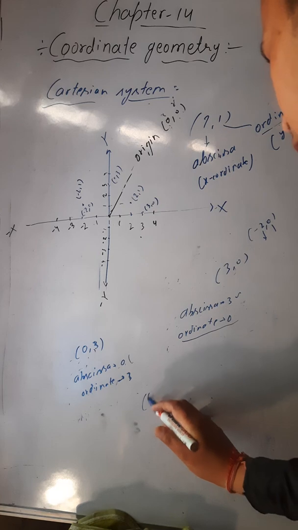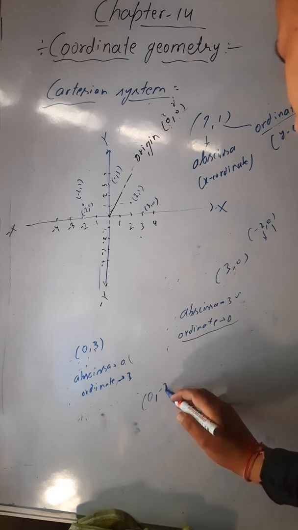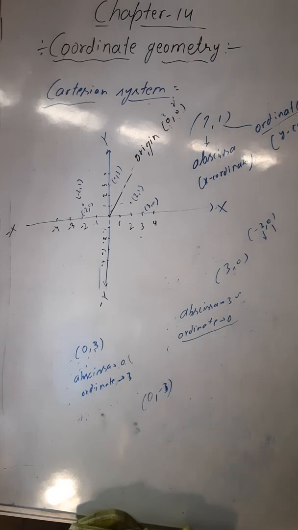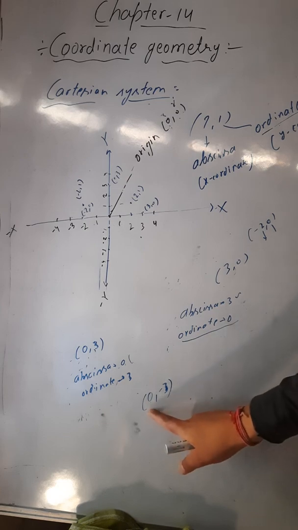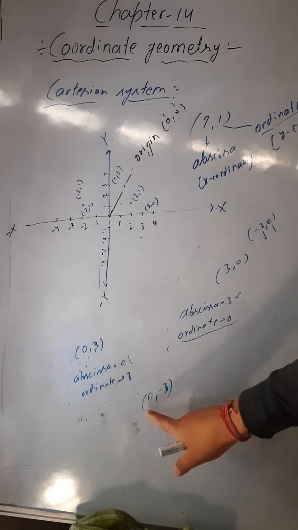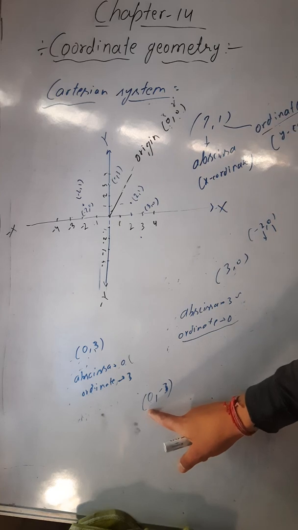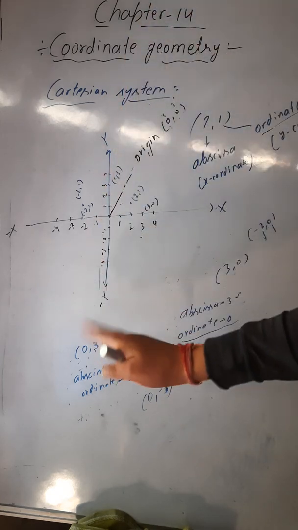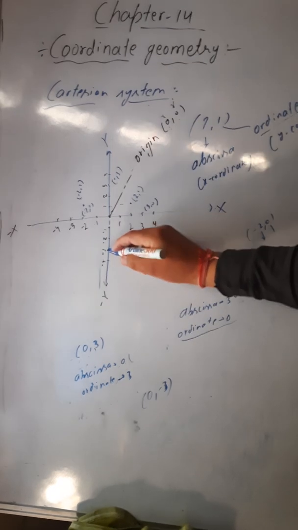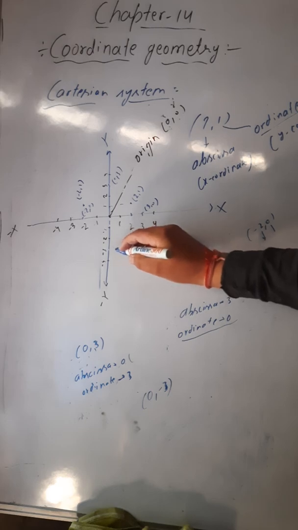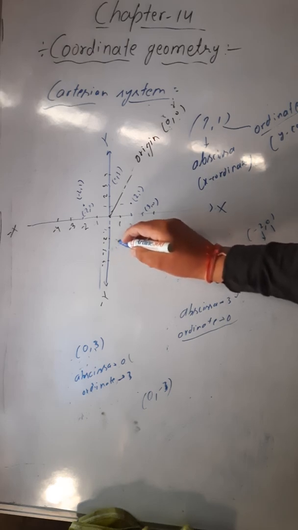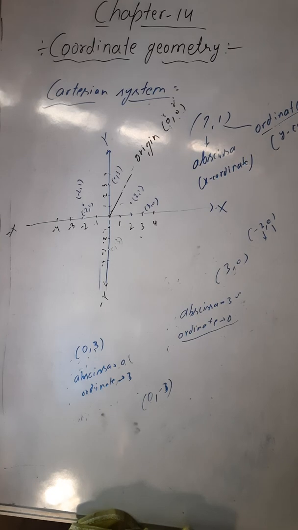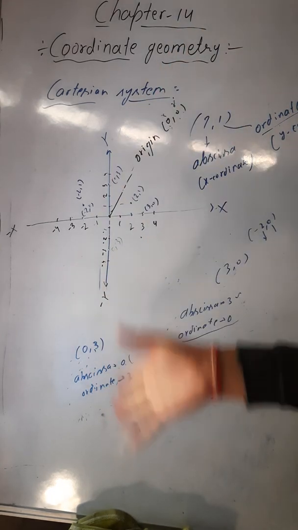Now you have to locate the point 0, minus 3. How will you locate this? Just tell me. Here the abscissa is 0 and the ordinate is minus 3. So along the x-axis, nothing you have to move. Only along the y-axis you have to move. How much? Minus 3. Upside or downside? Yes, downside. So up to minus 3 here. This will be the point 0, minus 3. Are you getting this? Hope you are getting this. So this is how we will locate the points in this Cartesian plane.